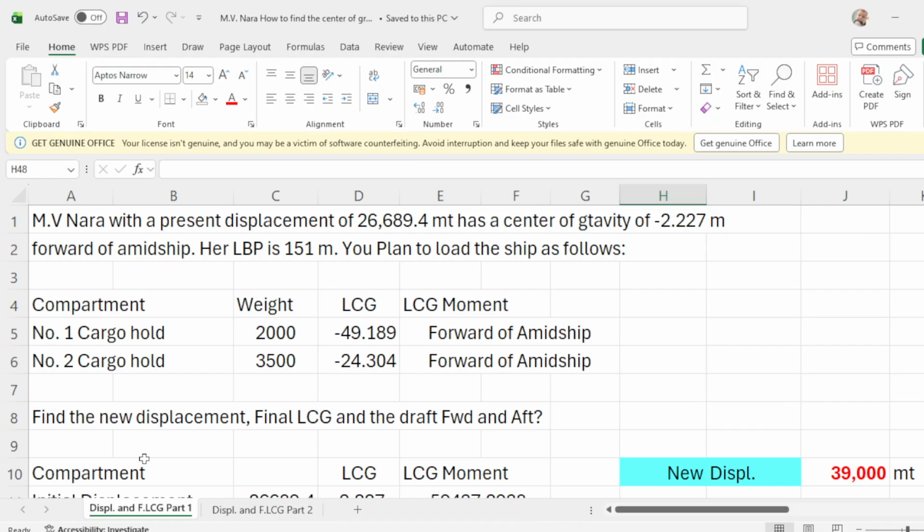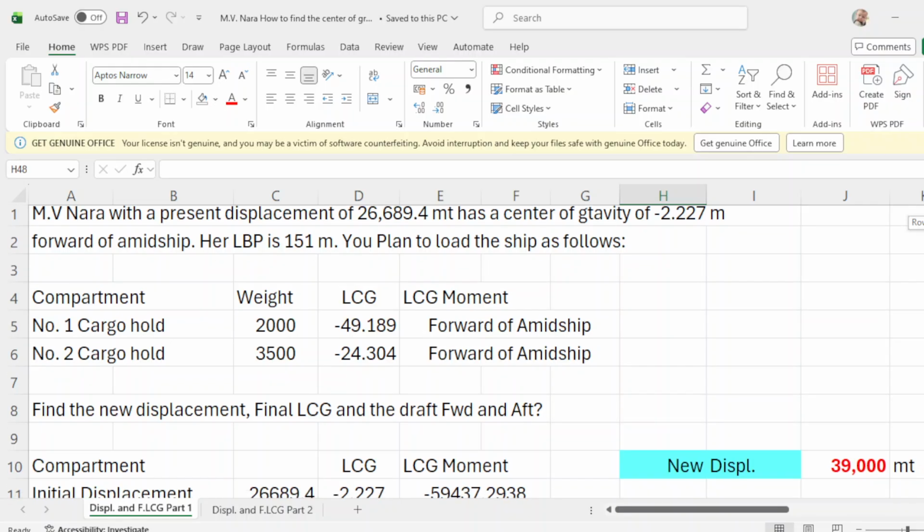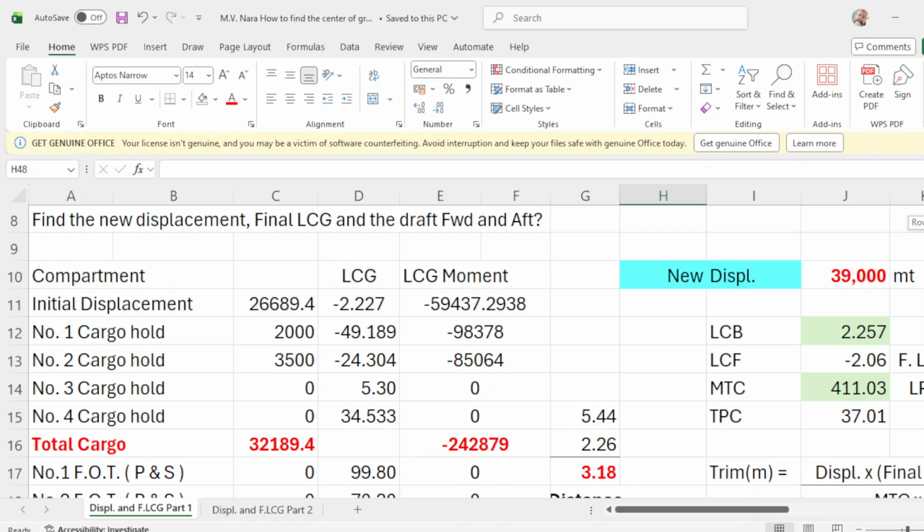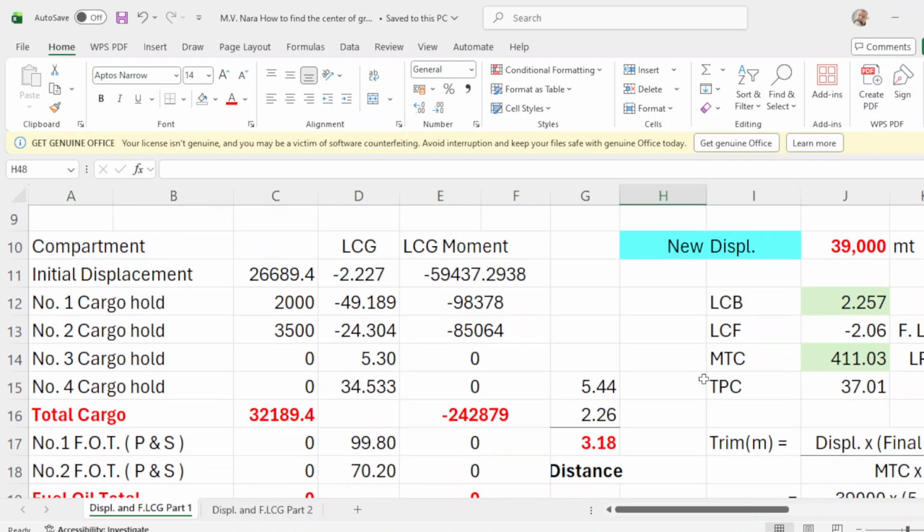Now find the new displacement, because your initial displacement is 26,689.4. So you're now looking for the new displacement, the final LCG, and the drop forward and up. Just like in your loading manual or loadicator, you have the compartment, the LCG and the LCG moment.